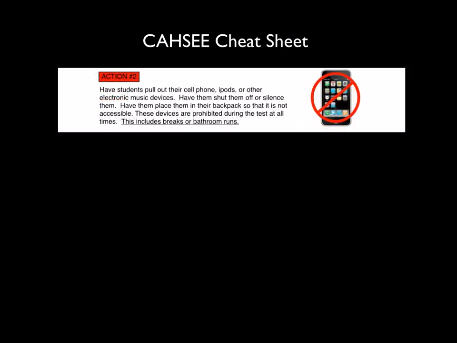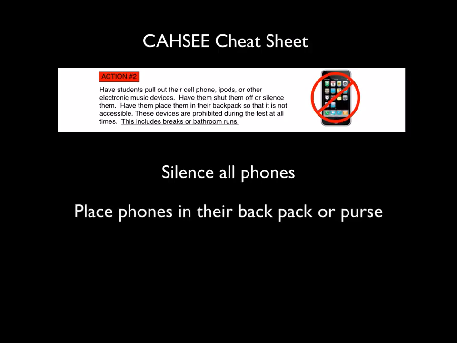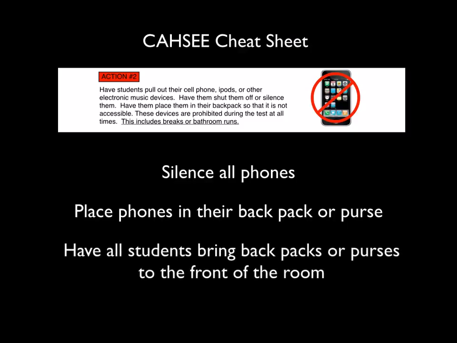Action step number 2 deals with silencing electronics and clearing everything from their desk. Have the students take out their phones and silence them or turn them off. Then have them place their phones or any other device in their backpacks or purses. Then have them bring their backpacks and purses up to the front of the room, where they will stay for the duration of the test.